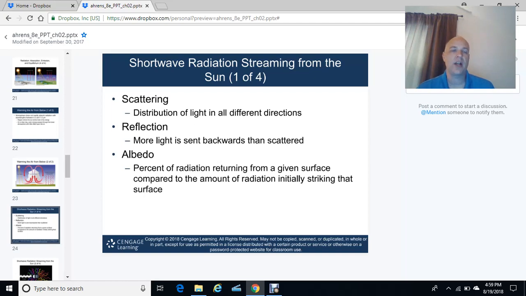And then we'll talk about something known as albedo. And all I want you to remember about albedo is it's the degree of reflectivity. Albedo is the degree of reflectivity. And different substances, again, tend to have different reflectivities. Okay?